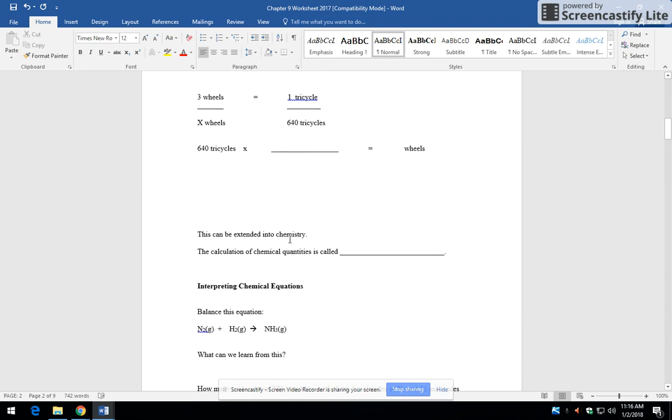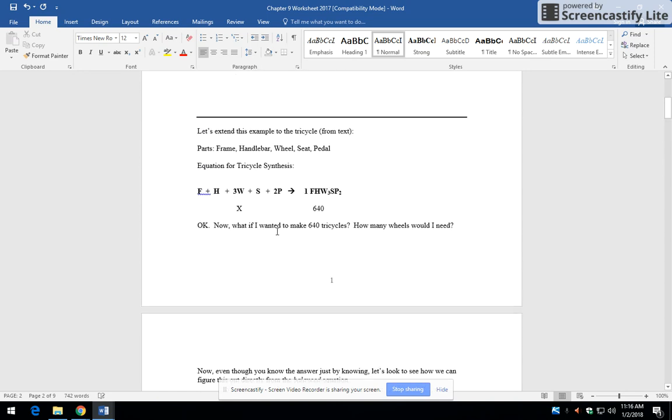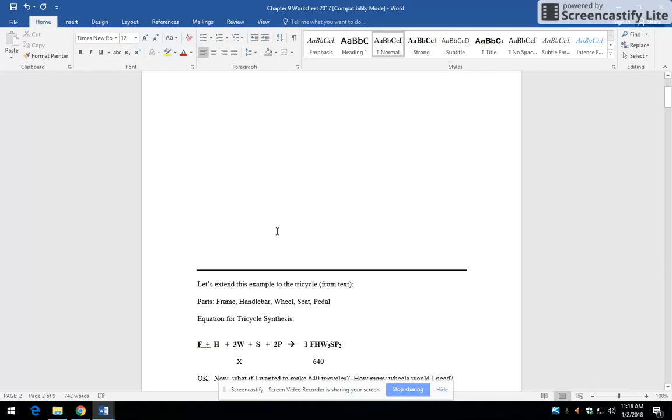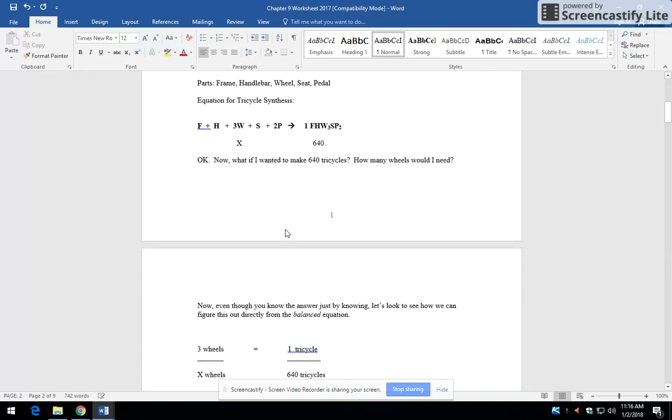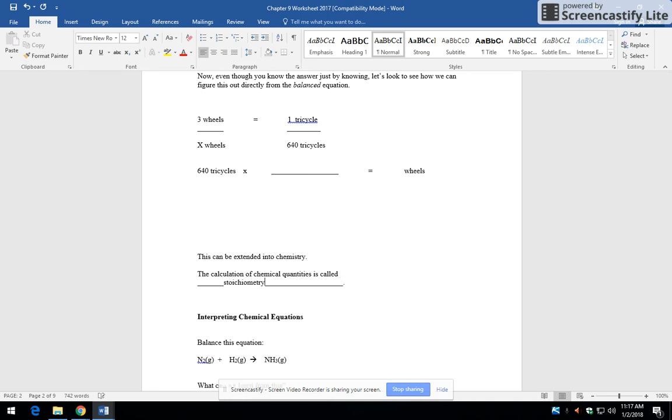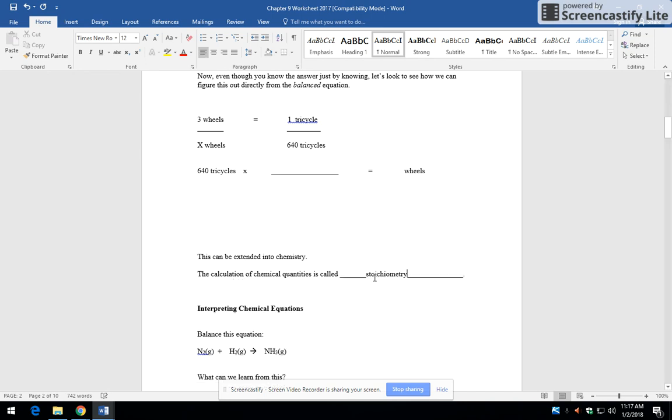This, of course, can be extended into chemistry. Just like with the oranges and the buckets that we talked about before, everything's working out just fine right now with recipes and tricycles. But when we talk about moles and molecules, it's all of a sudden going to be a problem. But you'll come back to this and you'll do it this way. And you'll see that it's really the same thing. The calculation of chemical quantities is called stoichiometry. And we'll talk more specifically about that in class tomorrow.